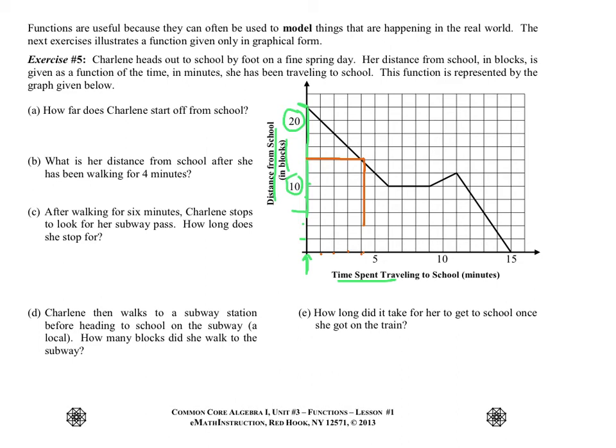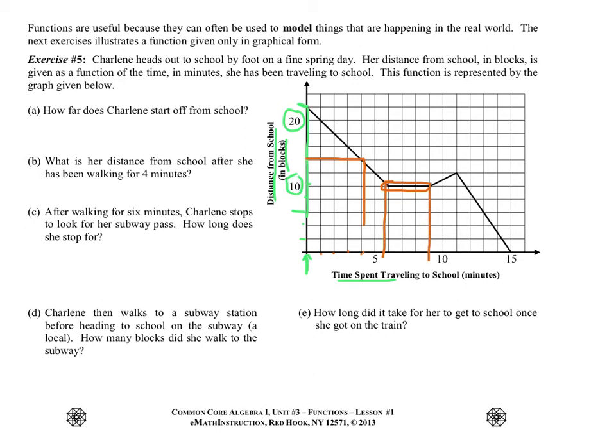After walking for 6 minutes, Charlene stops to look for her subway pass. How long does she stop for? So this is really important: look at the part of the graph that indicates where she stopped, where her distance isn't changing. Notice that it didn't drop down here, right? Her distance away from school isn't changing at all. It remains horizontal. We can tell how long she's stopped by looking at how many minutes we're flat for.